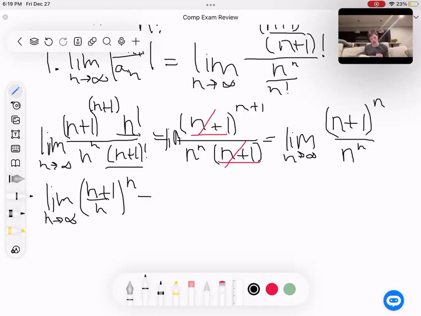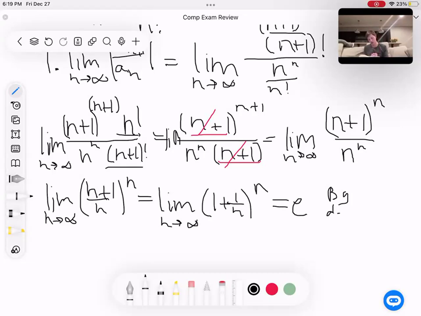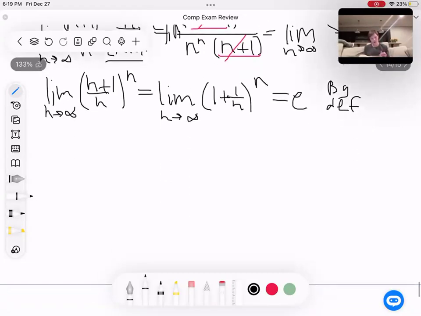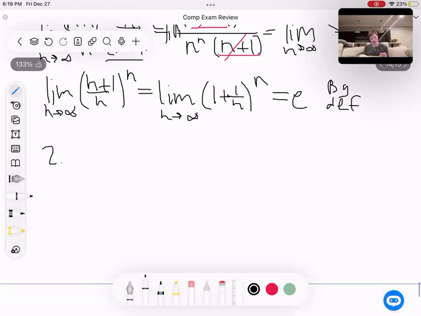Or we can realize that we can rewrite this. And this is where you have to get a little bit clever. You can rewrite this, if you break that fraction up, as 1 plus 1 over n to the n power. And by definition, this is e. So we get that L, which is our limit, we usually call that capital L, is equal to e.